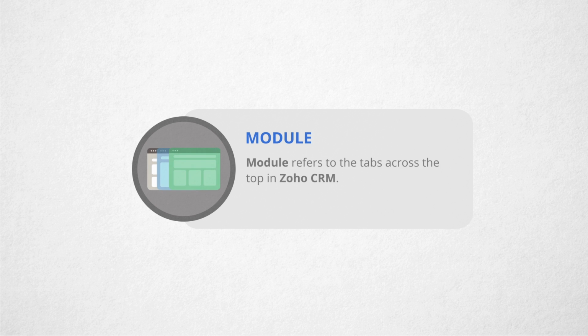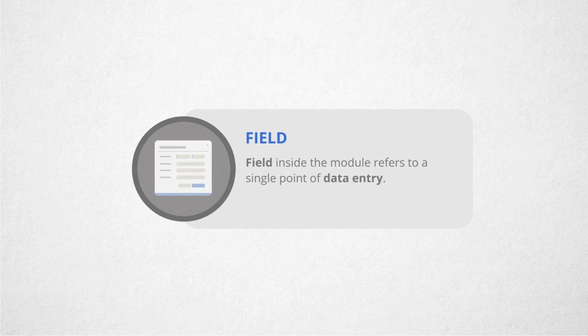A module refers to the tabs across the top in Zoho CRM. These modules, for example, include leads, contacts, accounts, and deals. A field inside the module refers to a single point of data entry. Examples of fields that you'll see in our system include last name, first name, phone number, or email. You can also add your own industry-specific custom fields in Zoho CRM.